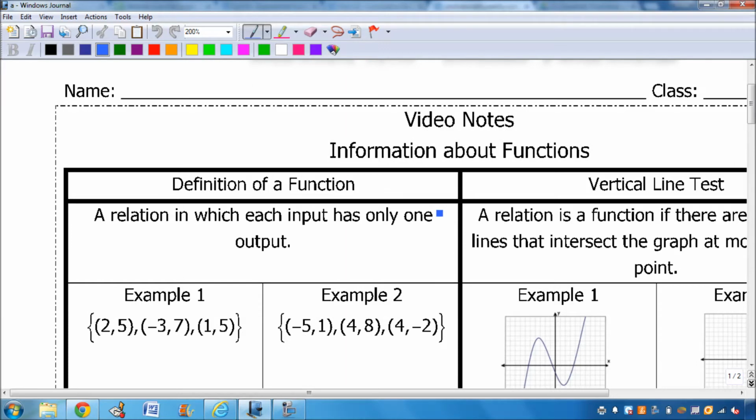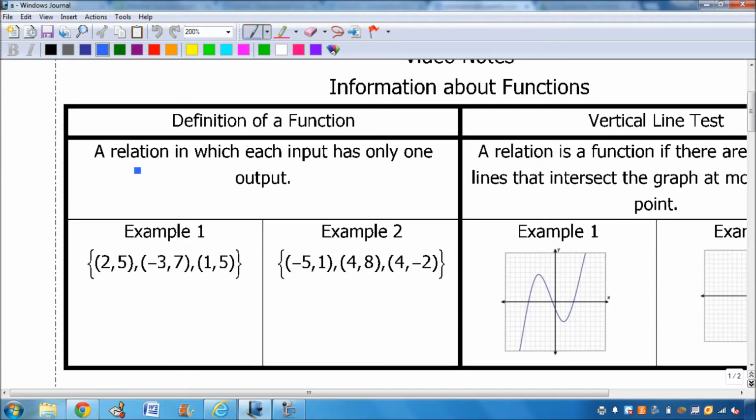Before we get into linear functions specifically, let's define what an actual function is. Just a reminder, a function is a relation in which each input has only one output. If an input has more than one output, it is not a function. So let's take a look at our examples that we have here.